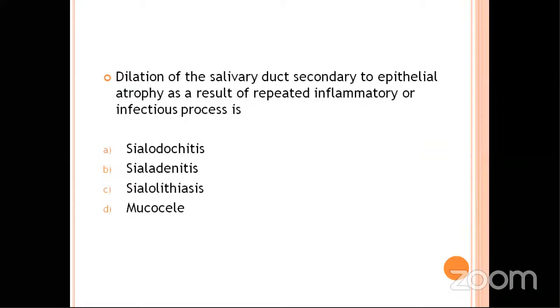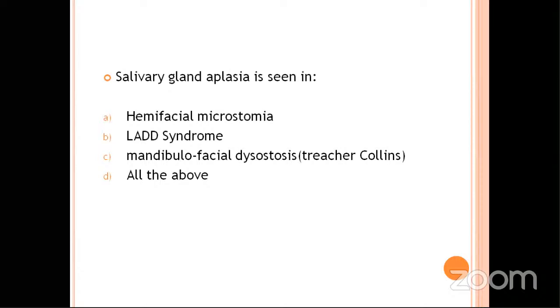Dilation of the salivary duct secondary to epithelial atrophy as a result of repeated inflammatory or infectious processes is sialodochitis. The sialographic appearance is important: sausage link appearance. Salivary gland aplasia is seen in hemifacial microsomia, LAD syndrome, mandibulofacial dysostosis, that is Treacher-Collins syndrome, all of the above.